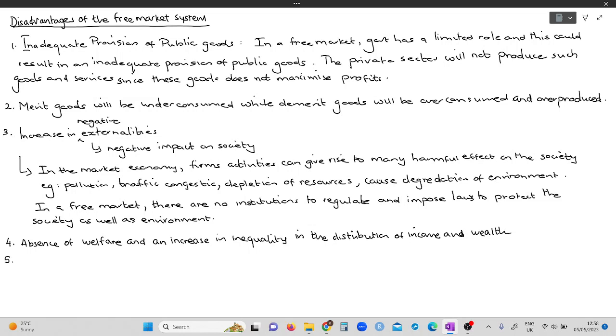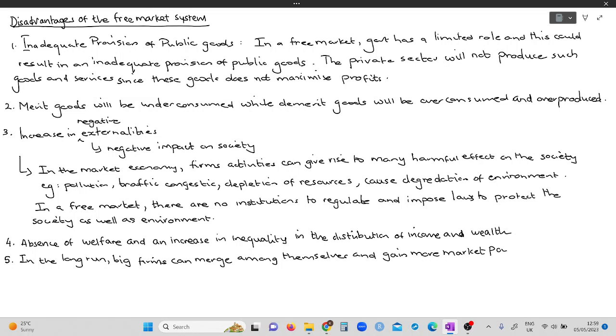So, over time, we can say that in the long run, the big firms, d'accord, they can merge among themselves and become one single. Okay? They can merge among themselves and gain plus de pouvoir. Gain more. On appelle ça market power. D'accord, ça devient plus grand, ça devient plus powerful. Ok, donc nous disons increasing, quand ça devient plus fort, là, nous appelons ça increasing the monopoly power.